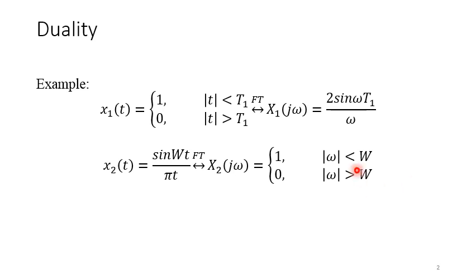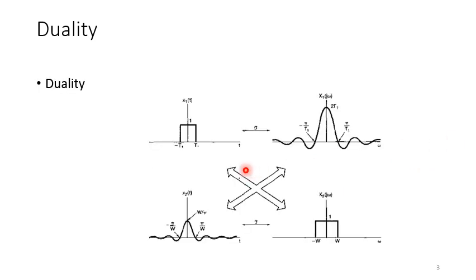So if you look here, this is a pulse in time domain. If you have a pulse in time domain, then its Fourier transform will be a sinc function. We have done this example or similar examples. Similarly, if you have a sinc function in time domain, then in frequency domain we will have a pulse, as defined here. So these are the duality relationships.